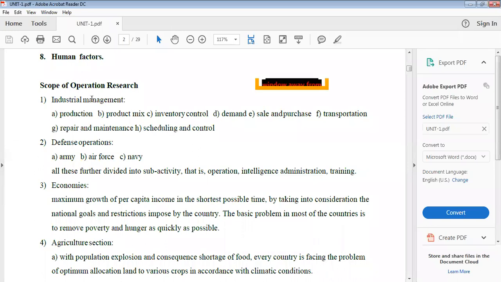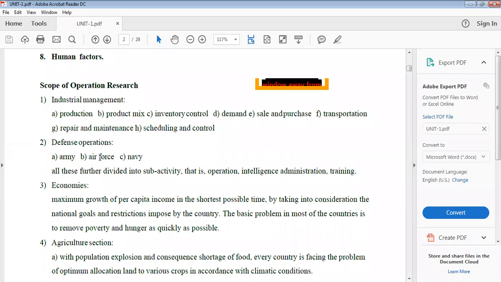These basic methods can be applied to all these areas of industrial engineering or production engineering, whatever it may be. Similarly, this can be applied in defense operations: Army, Air Force, Navy. The number of people working at various stages, and the number of people going to be posted in various areas of the country. So how to deal with them, how to extract the information, and how to improve the situation in the corresponding areas.